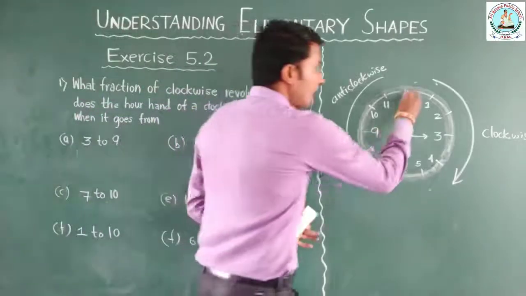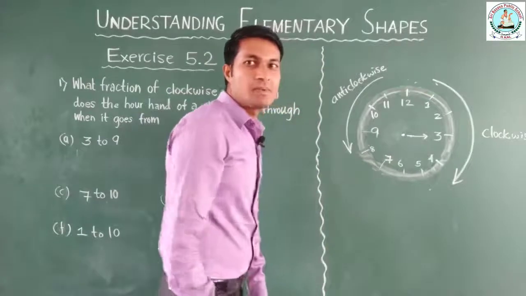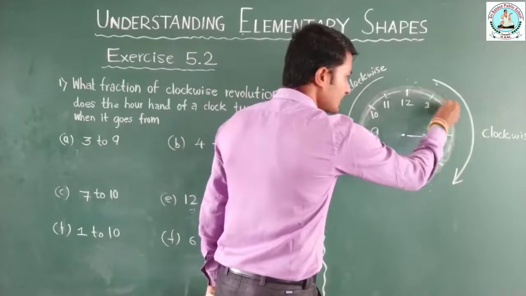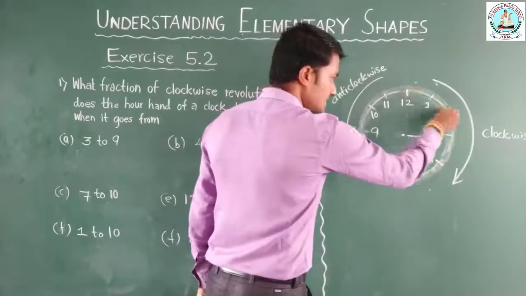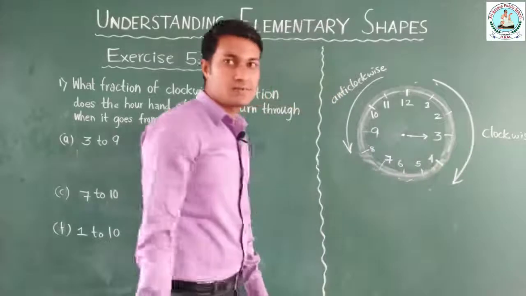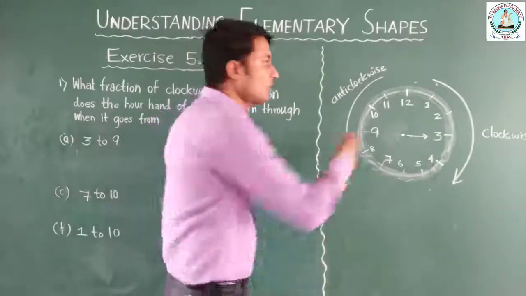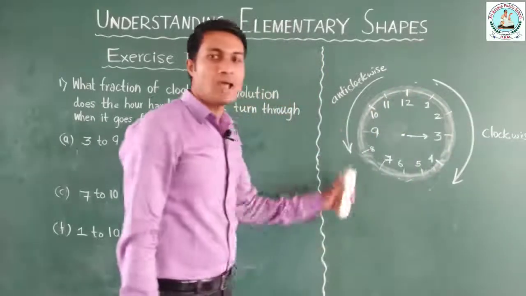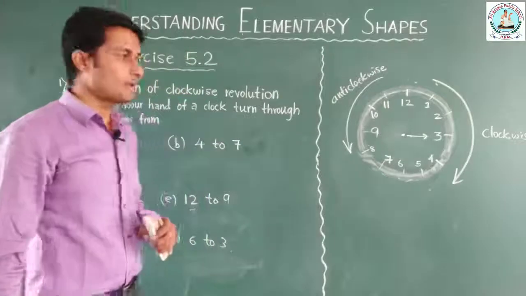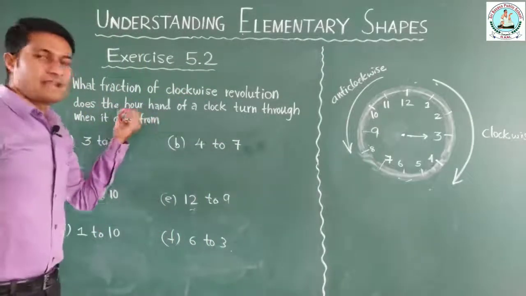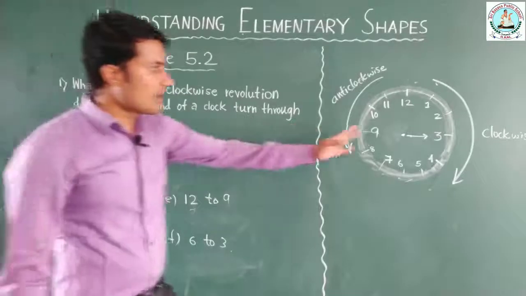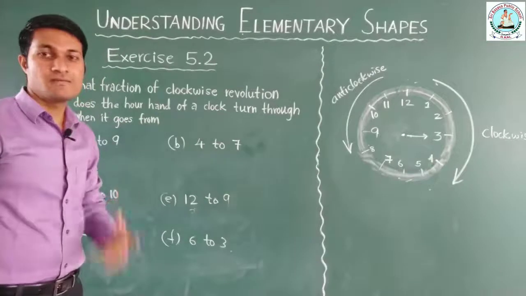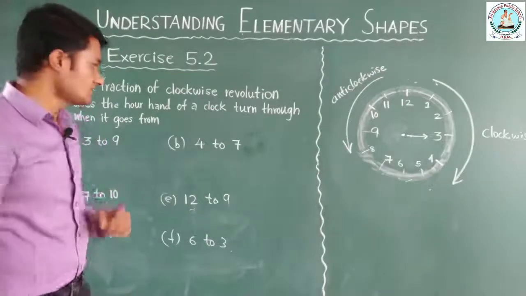See, it may be the hour hand or it may be the minute hand. So if the hand of a clock moves from this point and moves in this direction, that is what? Clockwise revolution. If the same hand moves in exactly the opposite direction, that is what? Anti-clockwise direction. Okay. Now the meaning of the question is like this: if the hour hand moves in a clockwise direction from 3 to 9, then what fraction of the revolution will it cover? So that we need to find out.